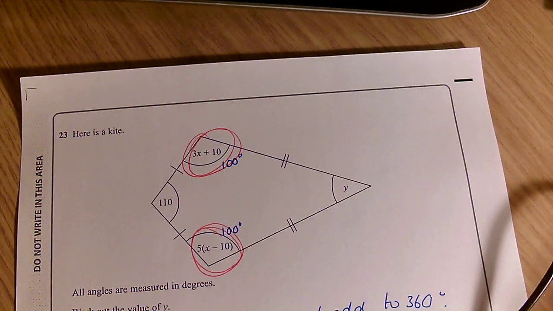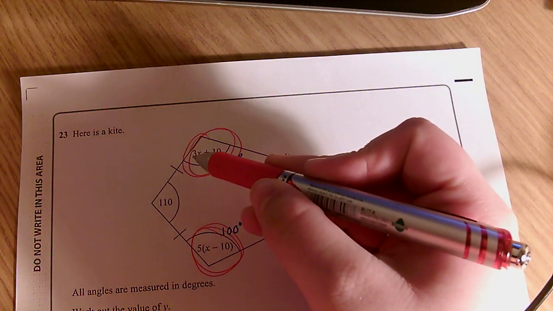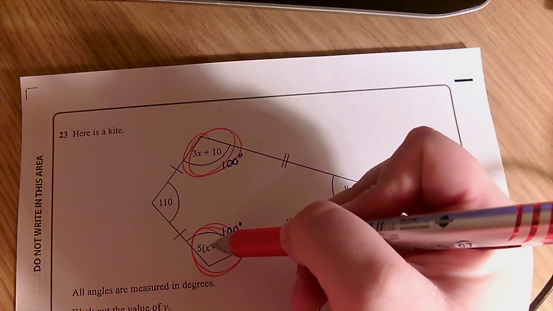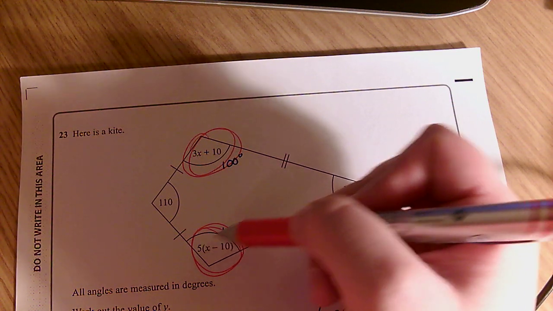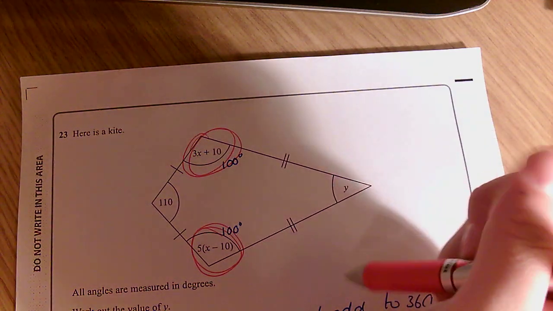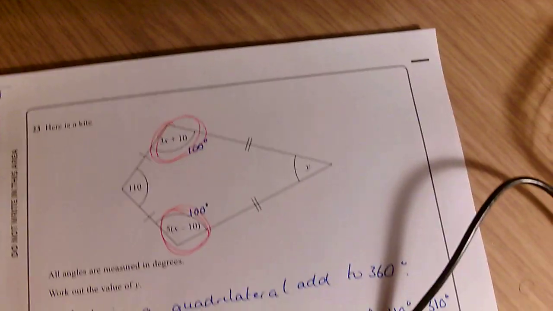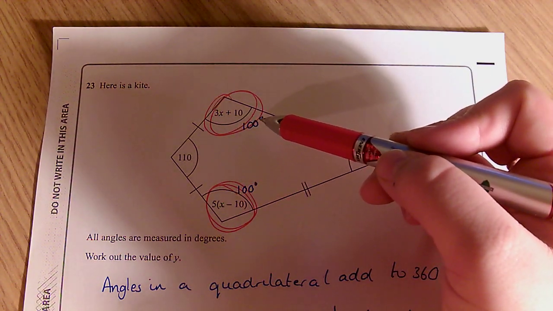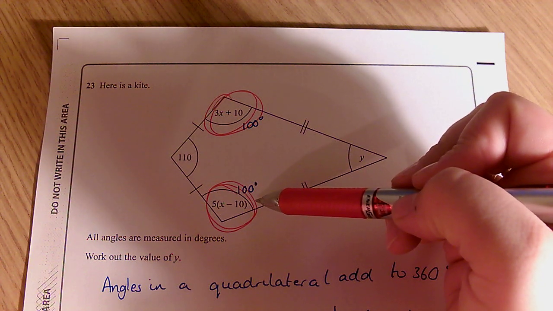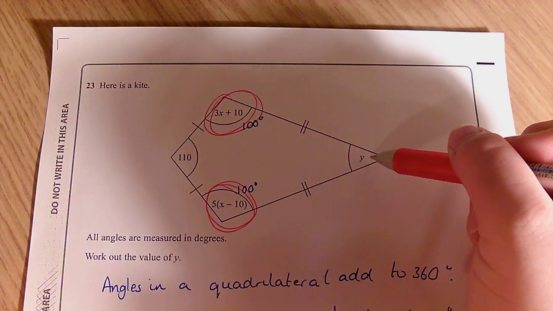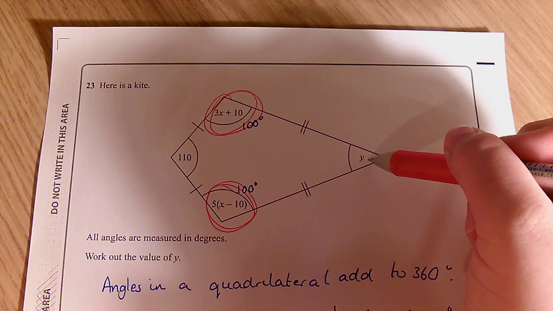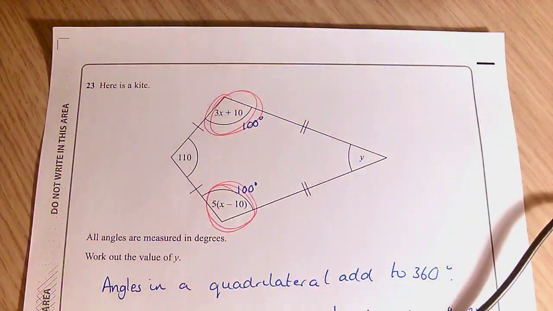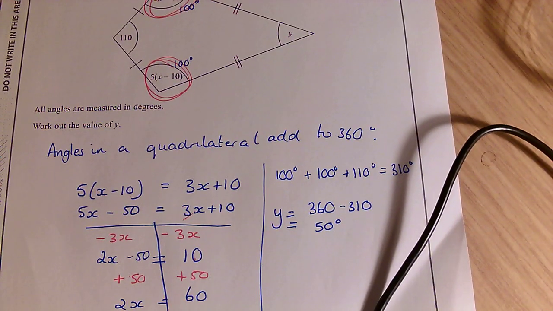With that in mind, I'm going to substitute 30 back into this equation. So 3 times 30 is 90, plus 10 is 100. 30 take away 10 is 20. Times that by 5 is also 100. So earlier we said angles in a quadrilateral add to 360. I know this is 110, add 100, that's 210. Add another 100 is 310. What do I need to add to 310 to give me 360? The answer is 50. What I could have done is 360 take away 310, but my answer is 50.